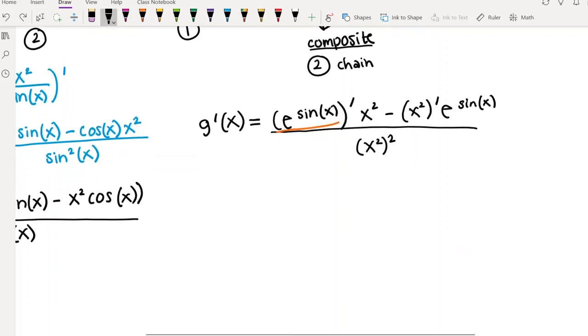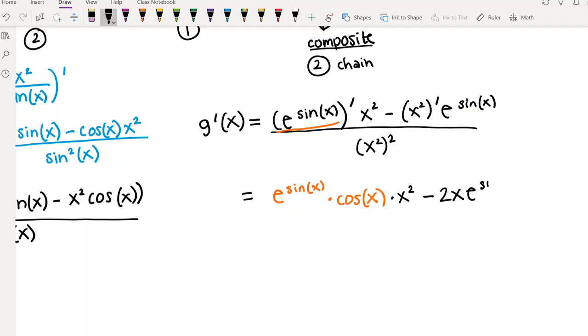So what does this look like? Well, the derivative of e to the sine of x is going to be e to the sine of x, right? Because for the outer derivative you just leave e to whatever alone. And then we multiply that with the derivative of the exponent, which is cosine of x. And then we're multiplying that with x squared. And then we have the derivative of x squared, which is 2x, times e to the sine of x. And then this whole thing is getting divided by x to the fourth.